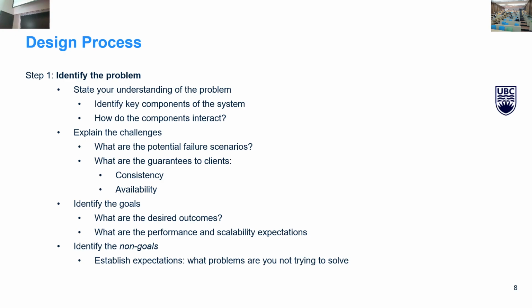What are our desired outcomes? What do we want to do? What is the guarantee we're providing the clients? Understanding what the clients are expecting helps us establish what our expectations are. What are our performance and scalability expectations? This must be available 99.99999999999% of the time. Okay. Well, let's see. That will be $99.999999999 billion.